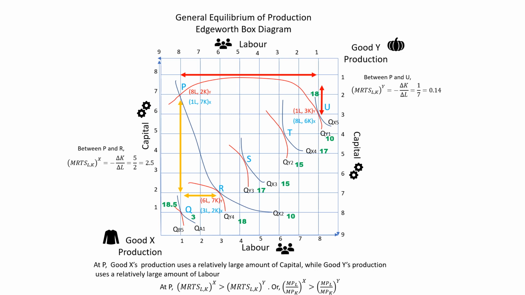So we can move from point P to point R or point S or point T or point U in order to be able to arrive at a situation where the marginal rates of technical substitution for the two inputs are equal to each other in the production of the two goods. Now let's examine this further.